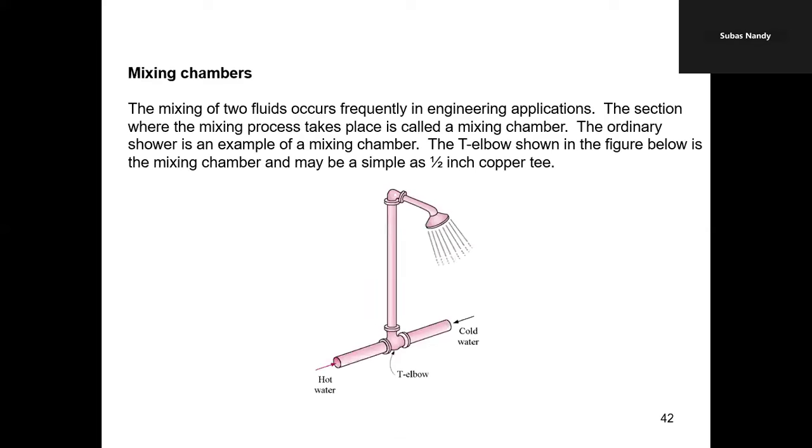Mixing chambers: mixing of two fluids occurs frequently in engineering applications. The section where the mixing takes place is called a mixing chamber. The ordinary shower is an example of a mixing chamber. The T-elbow section in the figure below is a mixing chamber and may be an example. It may be as simple as a half-inch copper T. So from one side you have hot water, and from the other side cold water, they mix and come out of the shower.